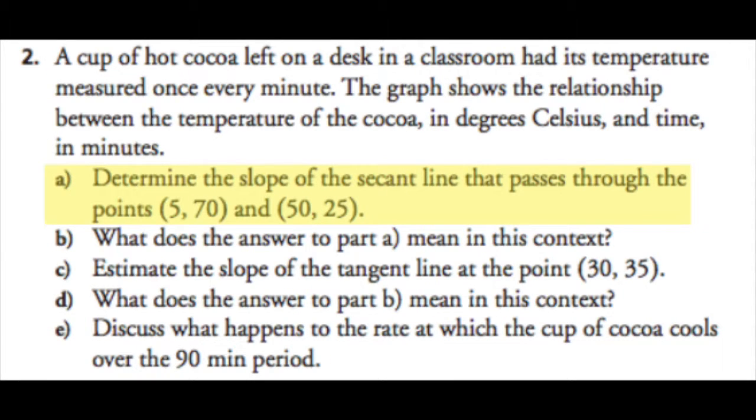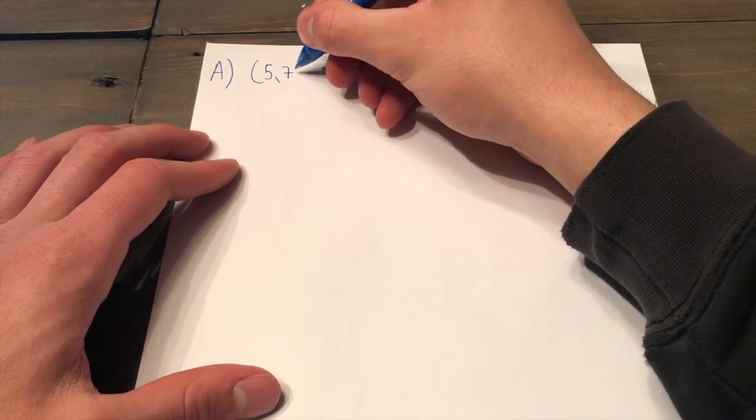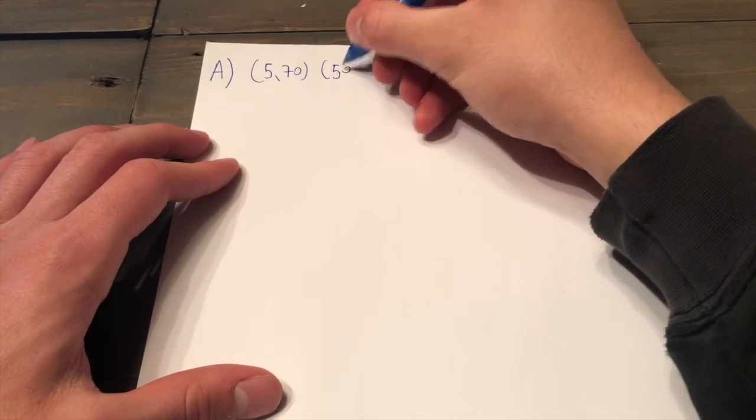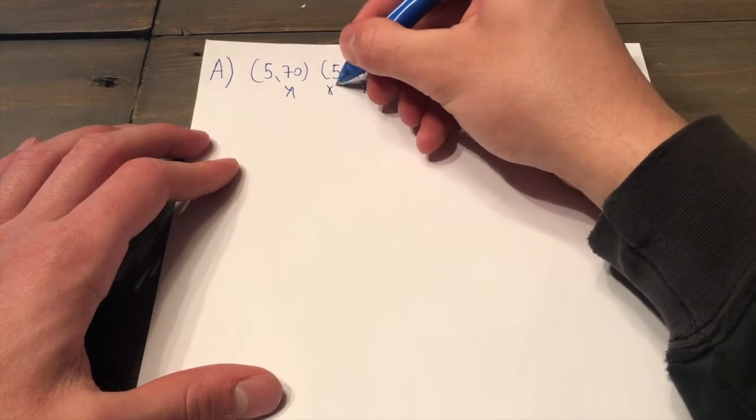So starting off with question A, it asks, determine the slope of the secant line that passes through the points (5, 70) and (50, 25). Okay, so what we're going to do to answer this question is insert the points into the slope formula. Here on the graph, I just plotted the 2 points and drew the secant line, so we can visualize a little better what we're measuring the slope of. Let's first start off by writing down the points again. So (5, 70) and (50, 25). We can now label these x1, y1, x2, y2.